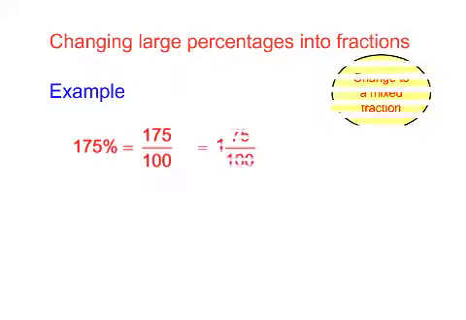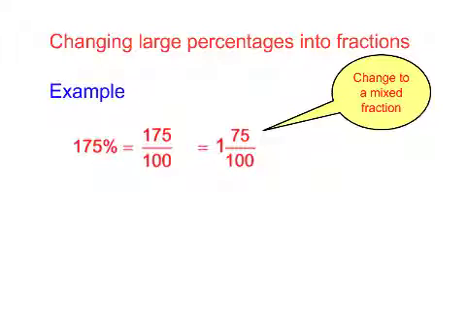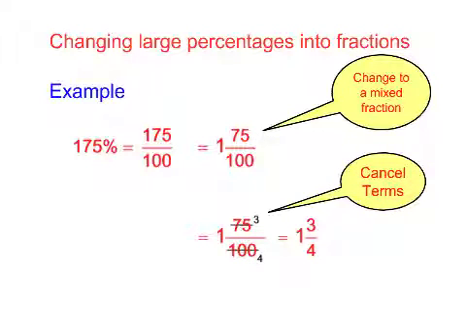Let's look at a large percentage and change this to a fraction. 175% is the same as 175 divided by 100. But now we turn this into a mixed fraction, which is 1 and 75 over 100. Notice again that 75 over 100 can be cancelled down, so we divide both top and bottom by 25, leaving us with an answer of 1 3/4. So 175% is 1 3/4.